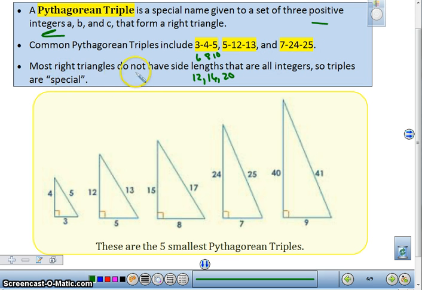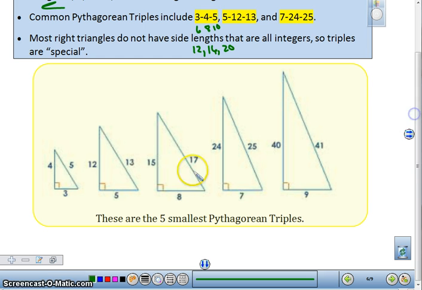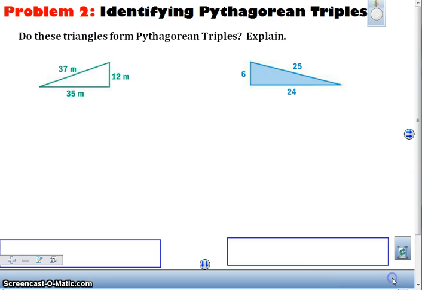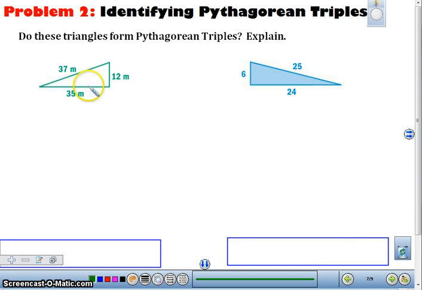It says most right triangles do not have side lengths that are all integers. So triples are very special numbers. So these are the 5 special ones. This is the one we probably see and hear a lot of, but all of these are nice ones, and notice they're all positive integers. No decimals, no fractions. So, do these triangles form Pythagorean triples?